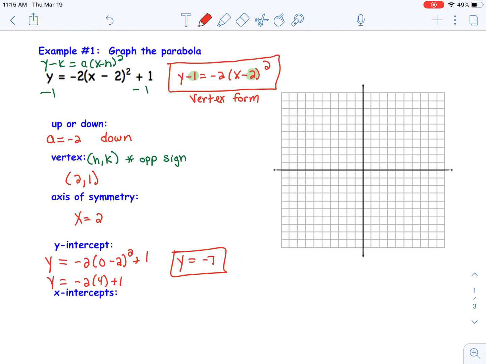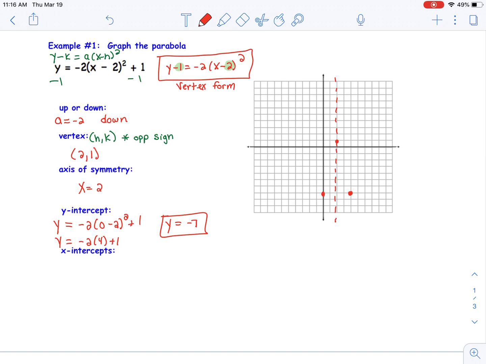So let's plot where we're at and decide if we have x-intercepts. If I plot this, my vertex is at 2, 1. I have a y-intercept at negative 7. I have an axis of symmetry at x equals 2. I reflect the point over to get another point. So I have x-intercepts, so we need to use the square root property to find them. For x-intercepts, you plug in 0 for y and solve for x.